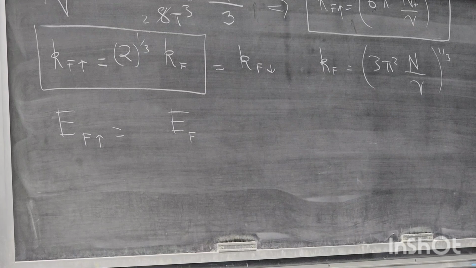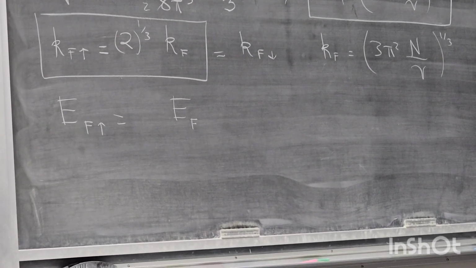So these are the Fermi energies. And we're just considering the kinetic energy of electrons.